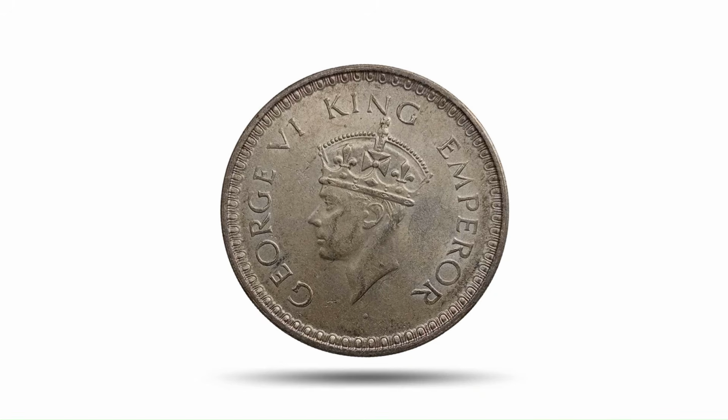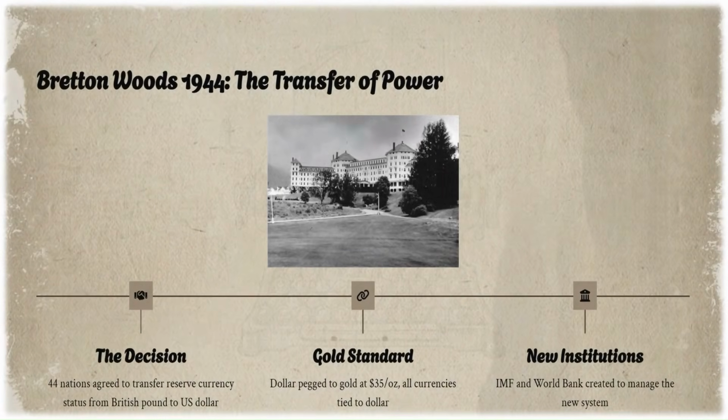The Second World War was even more devastating for the British economy. World War II started in 1939, and by the year 1945, British government debt reached 270% of its GDP. The British Empire had won the war, but its financial crown was lost. And that brings us to the Bretton Woods Conference in the year 1944.